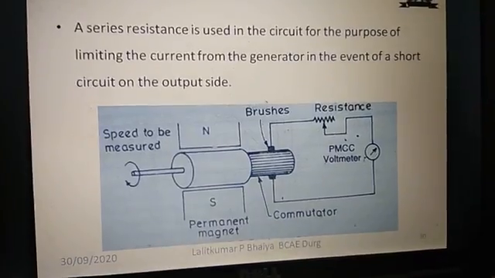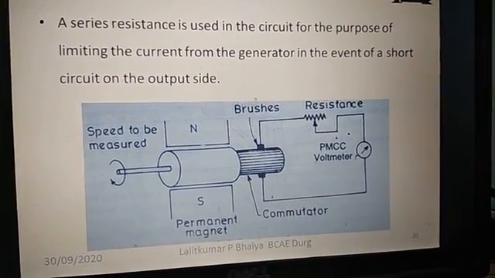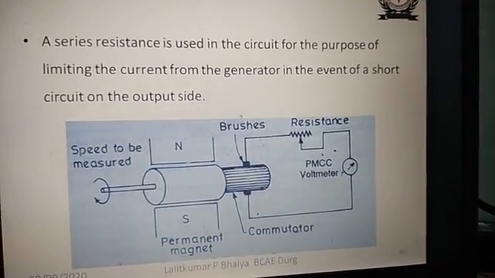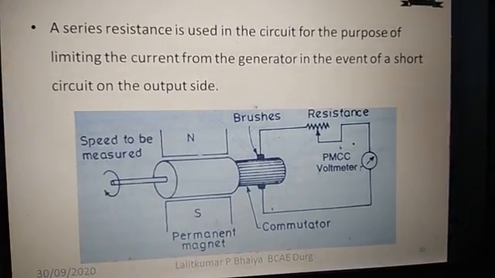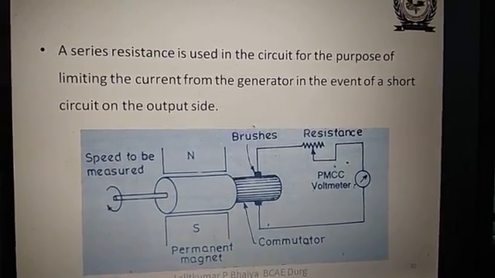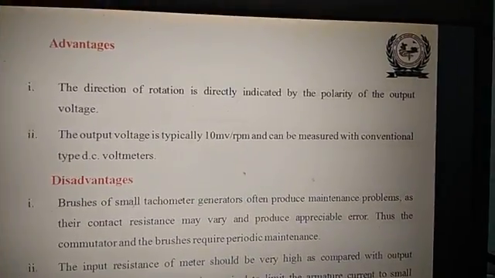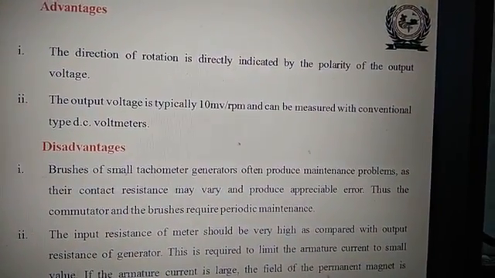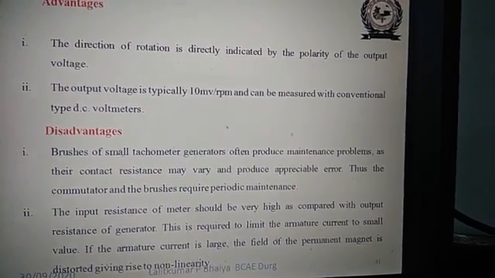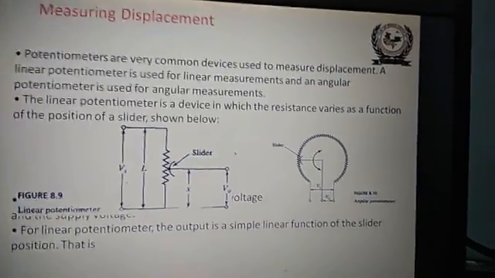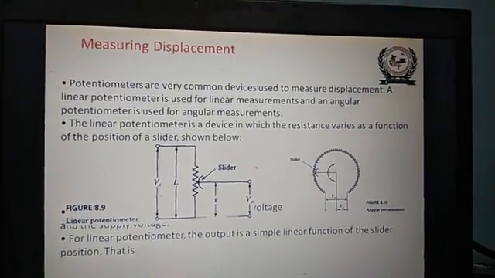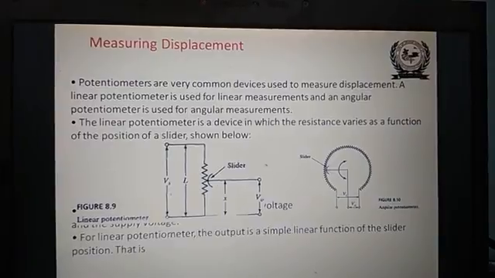So you can measure the speed in terms of this voltage or in terms of RPM. Electrical tachometers can also be used. They have certain advantages and disadvantages. You can go through it, please. So this is the measurement of angular velocity by mechanical tachometers and electrical tachometers, right?